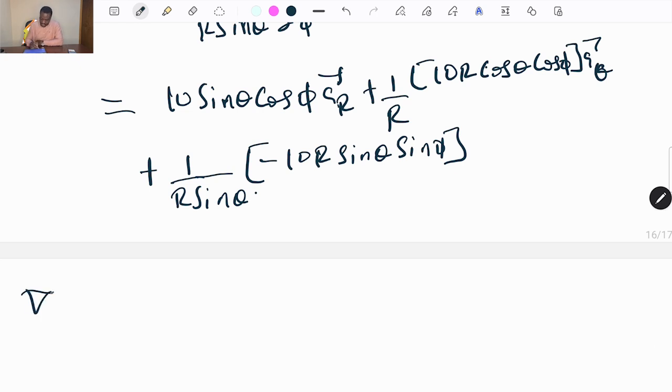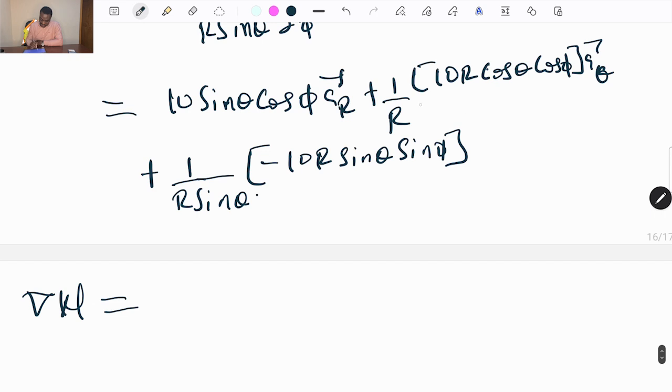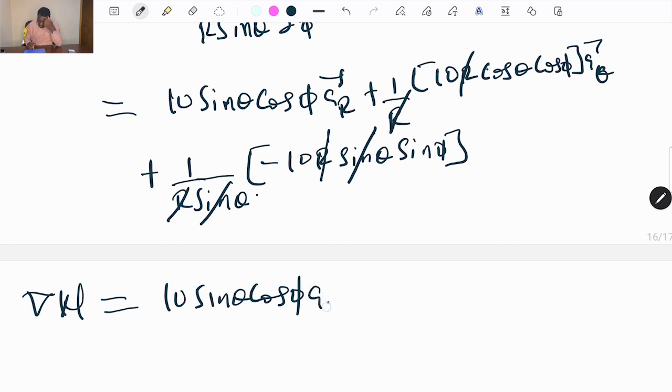Okay. Now that we've done this, we just simplify. So r here will cancel. Sine theta will cancel. R here will also cancel. R will cancel. Now the simplified version will just be 10 sine theta cos phi along the direction of the radius of the sphere, plus 10 cos theta cos phi.